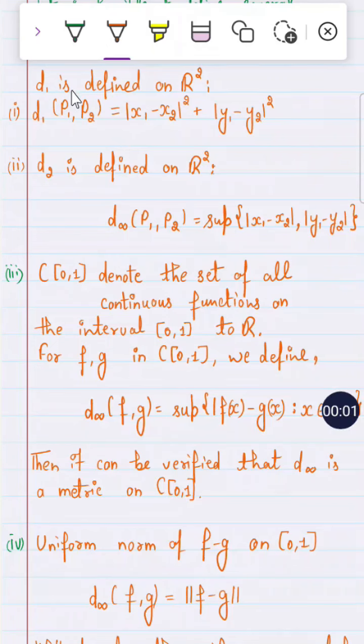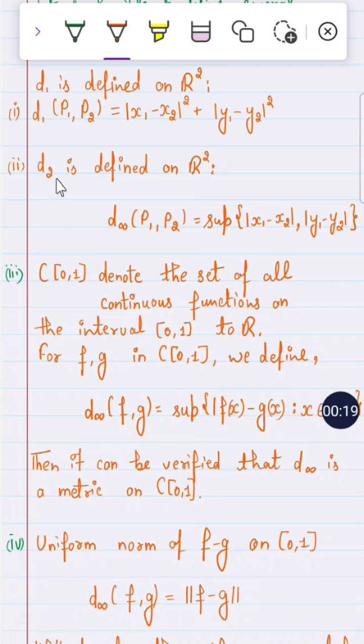Examples. Now there are some examples of metric spaces. The first metric space is d1(p1, p2), which is equal to the square root of mod of (x1 minus x2) whole square plus (y1 minus y2) whole square, which is defined on R2. Where is the metric defined? It is defined on R2, right?